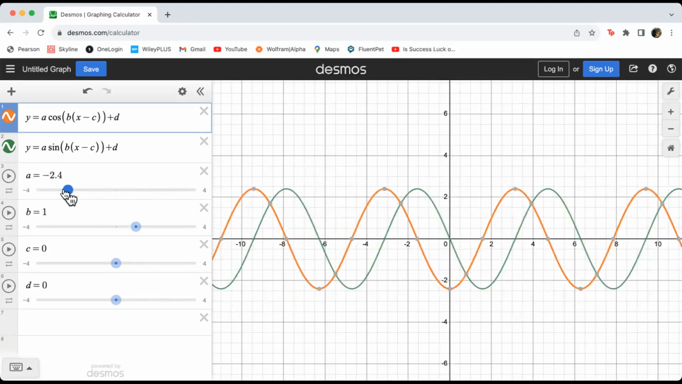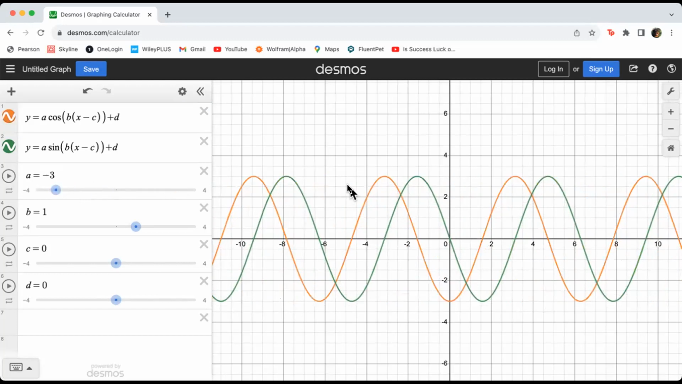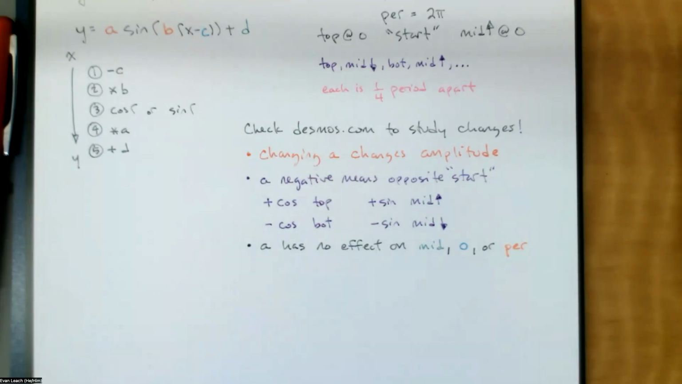And when A drops to -3, the top is still at 3, and the bottom is at -3. And the 0 doesn't change, because multiplying 0 by 3 doesn't change. Any questions? Comment?